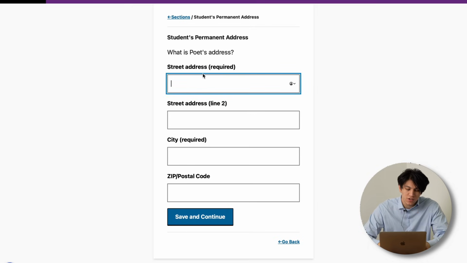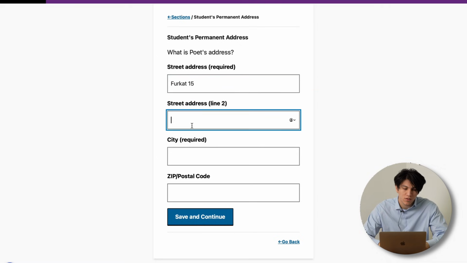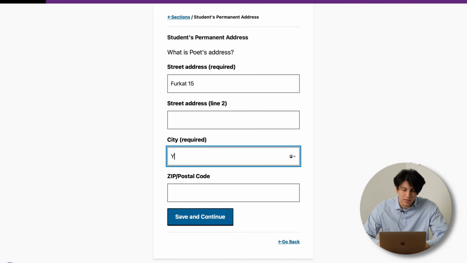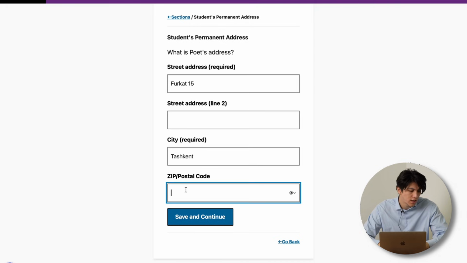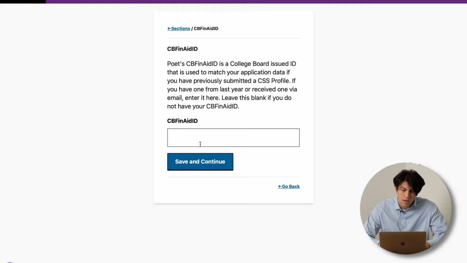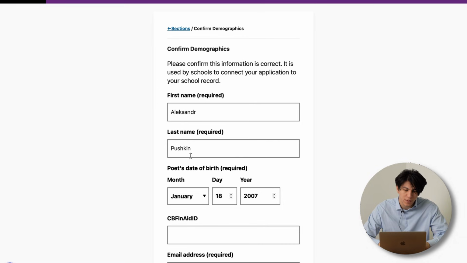Street address, so that's going to be Furkat 15, okay. City, Tashkent. Zip postal code, you don't need it, but you can just include it, 1012. Okay, College Board Financial Aid ID, we don't have it, you can just leave it blank.